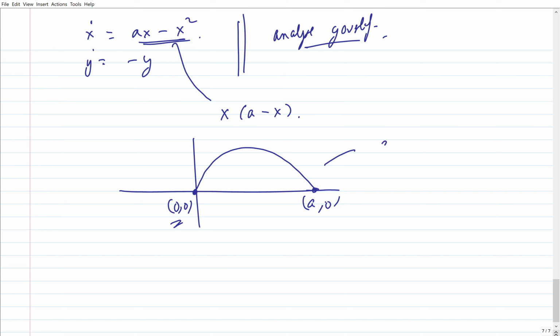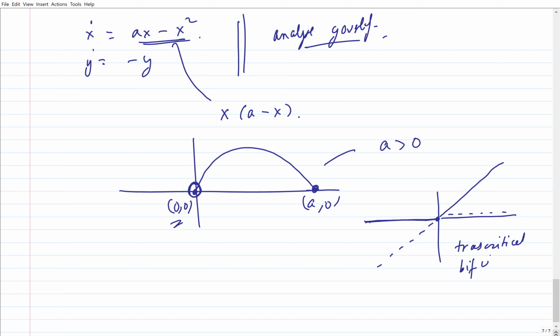And for a greater than 0, this one is stable and this one was unstable. For a less than 0, it's the other way around. So there is essentially a change in stability. Remember we had this diagram where this fixed point suddenly becomes stable and this one was stable and becomes unstable. So this was a transcritical bifurcation. This was the journey of my two fixed points, so to speak, as I move the parameter.